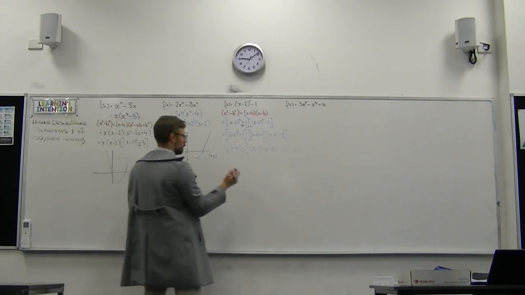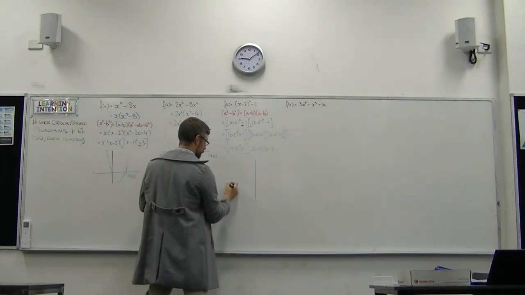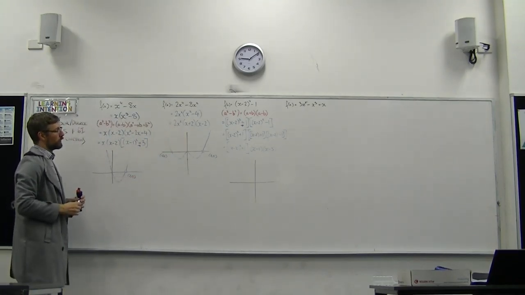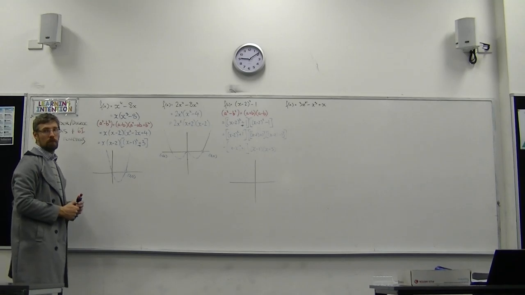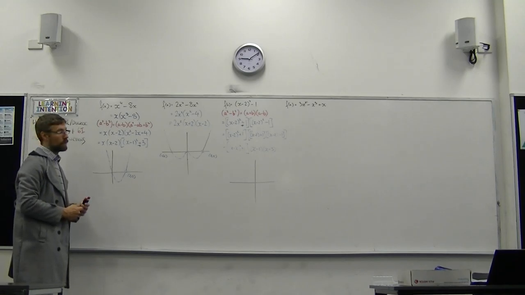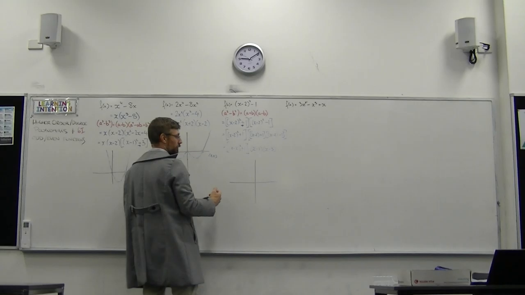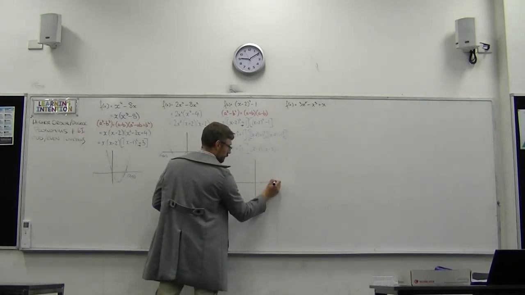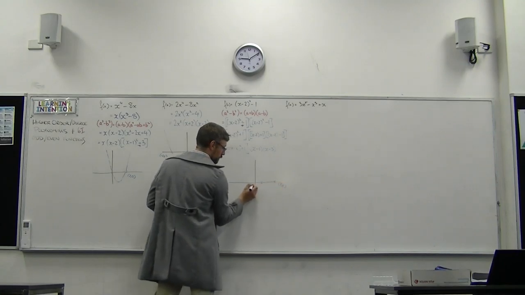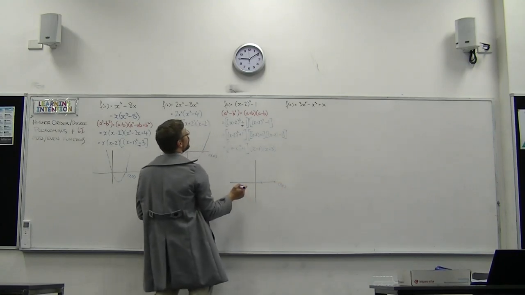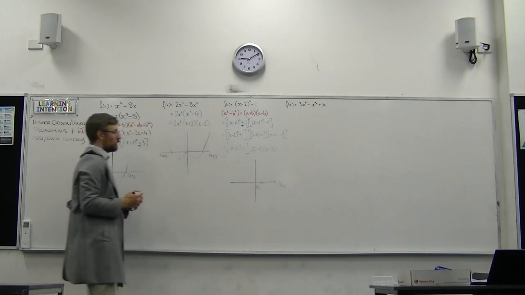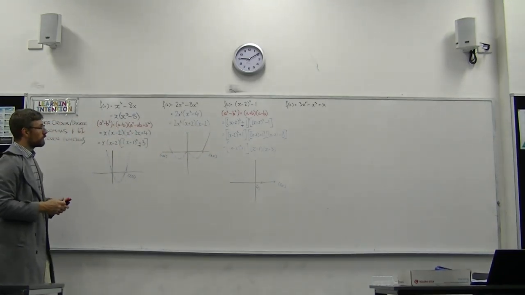So maybe, just maybe, we can draw some stuff here. Is there anything obvious? Your x-intercepts. Right, x-intercepts of positive 1, positive 3, and minus 2, minus 1. Okay, wait, no, it's not. So I've got that. Sweet.